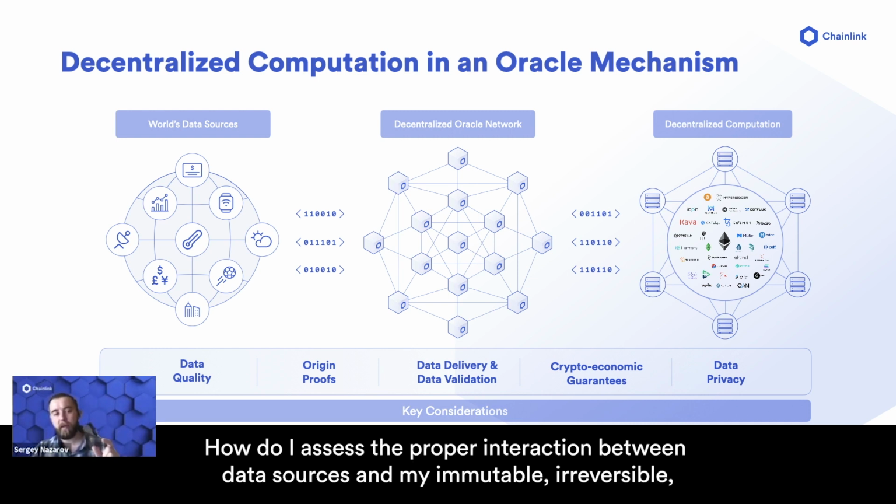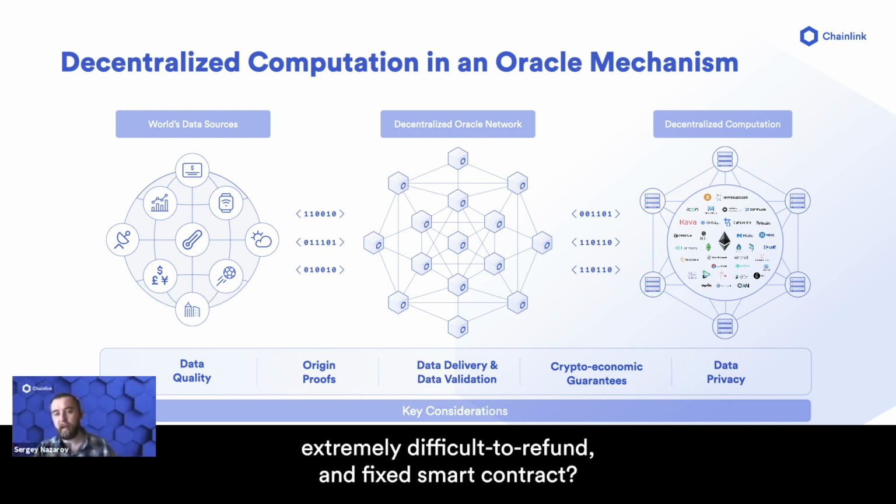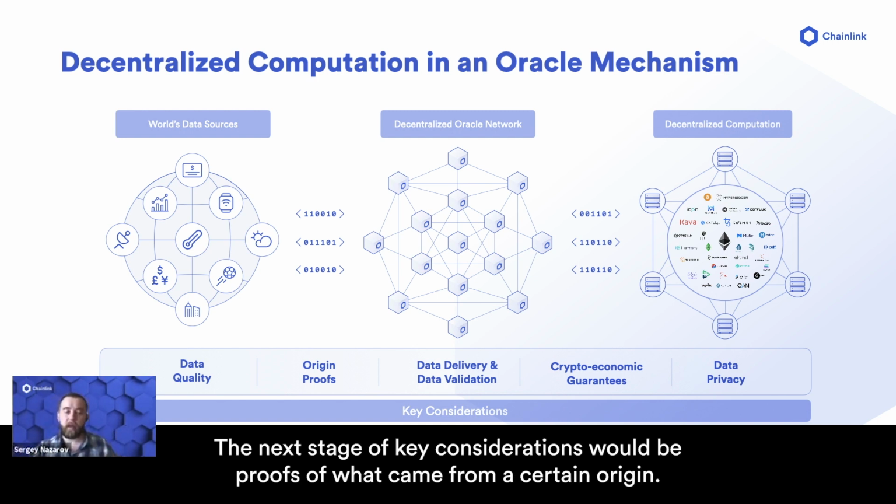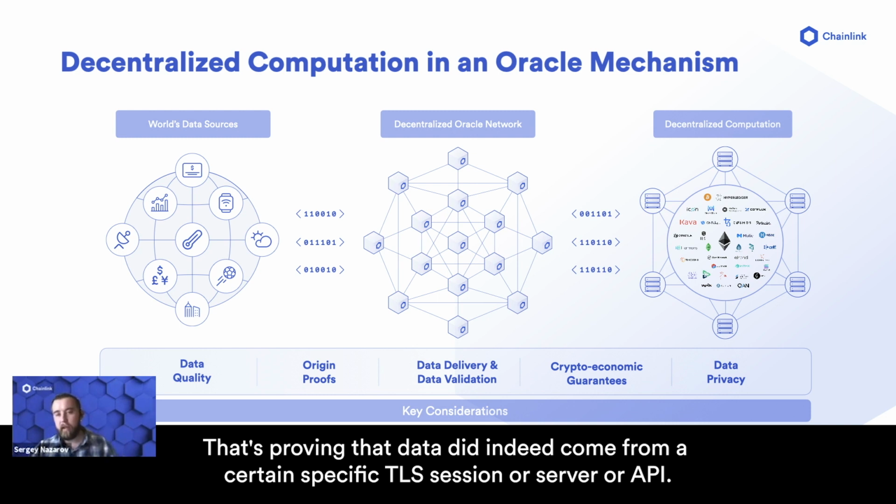How do I assess the proper interaction between data sources and my immutable, irreversible, extremely difficult to refund and fix smart contract, right? Because the trigger now owns that contract. It controls it. The next stage of key considerations would be proofs of what came from a certain origin. That's proving that data did indeed come from a certain specific TLS session or server or API.